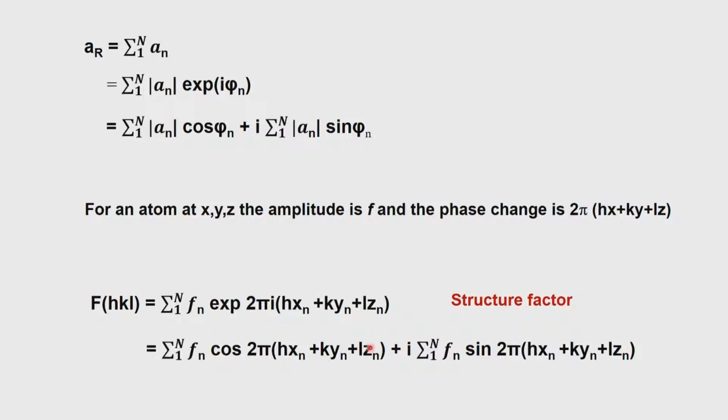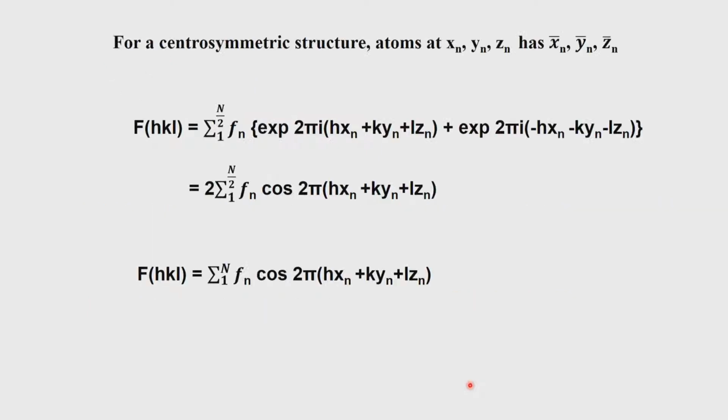This structure factor can also be written conveniently in this form, cosine plus i sine. For the centrosymmetric system, as I mentioned again and again, only the cosine term will be there, and it will be 2 times over n by 2, which is equal to the sum from 1 to n of f n cosine 2 pi (hx plus ky plus lz). How does that come about? We will see right away.